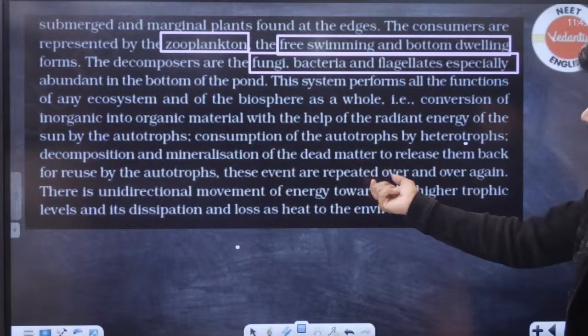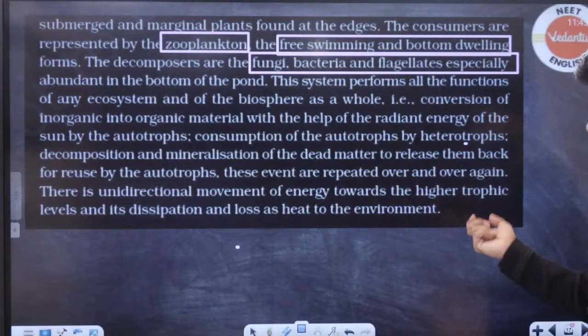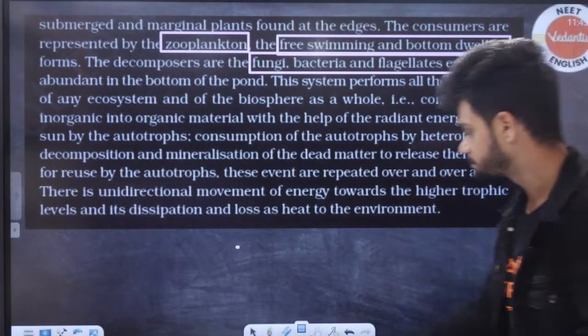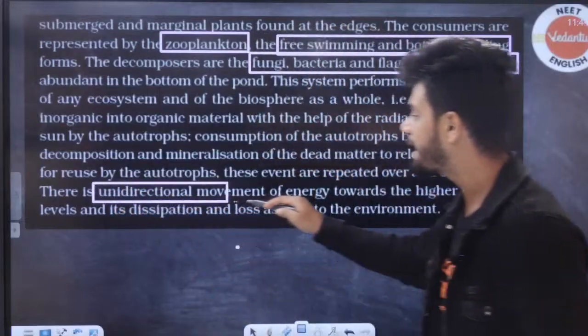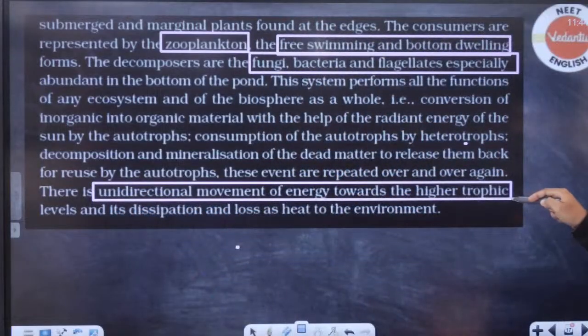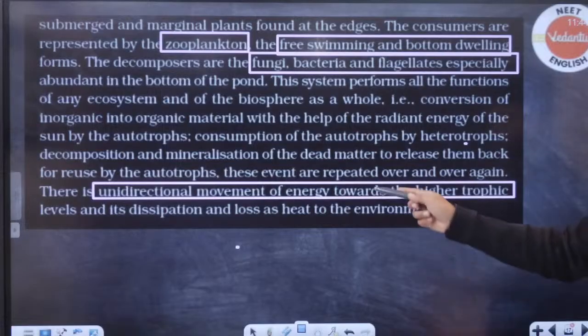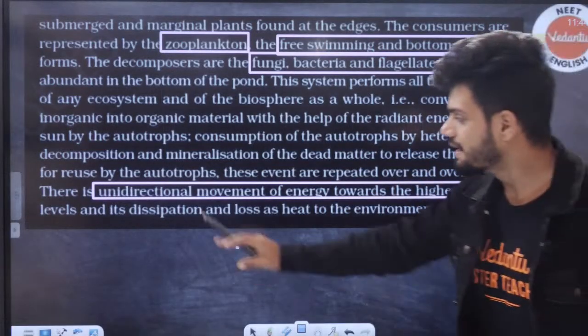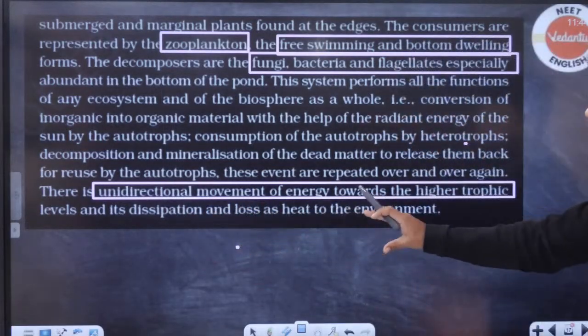These events are repeated over and over again. There is a very important line: there is a unidirectional movement of energy towards the higher trophic level. I will explain this one more time later on. And there is dissipation and loss as heat to the environment.